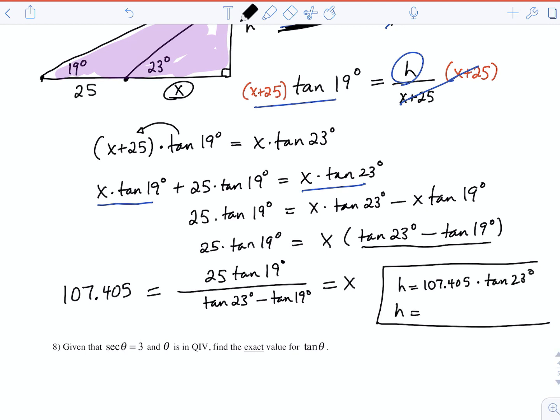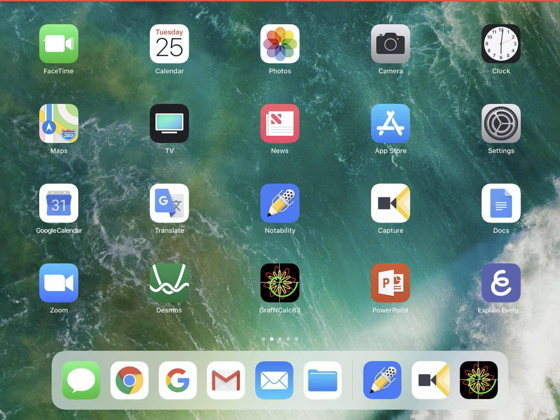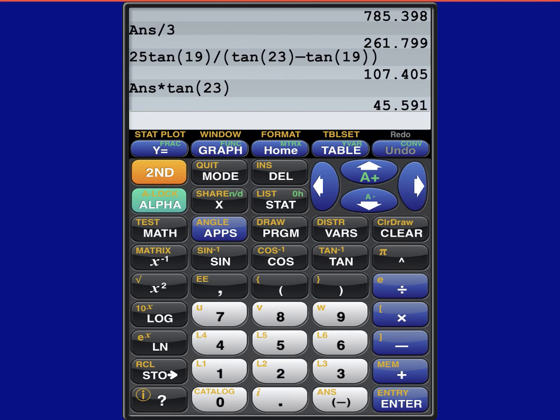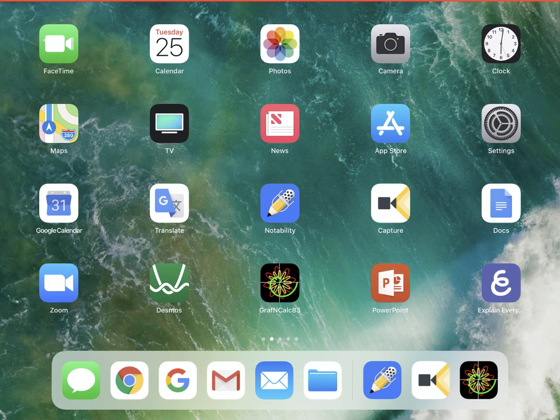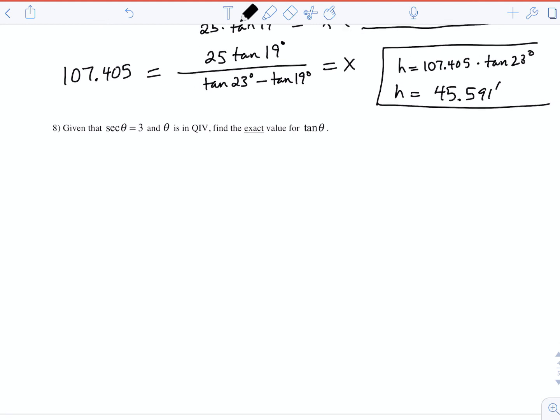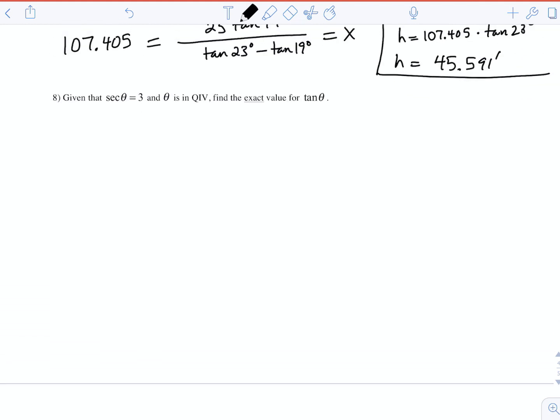And got just enough space to do it. So take this last answer, 107.405, and multiply with tangent of 23. And the final answer is the height of the building is 45.591 feet. Ta-da! And then, I think this is the last one. Oh, no, it's not. Sorry.